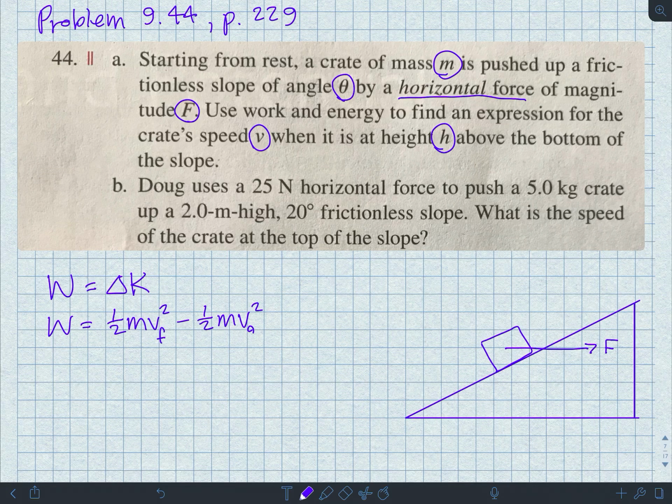And in this case, we know that we're starting from rest, so the initial velocity is 0, which means that whatever work is done is going to be turned into the kinetic energy that we see at the end. And it's this final velocity that we are asked to find. All right, so if we can determine the total work, then we can easily get at that final velocity. Okay, so let's find the total work.